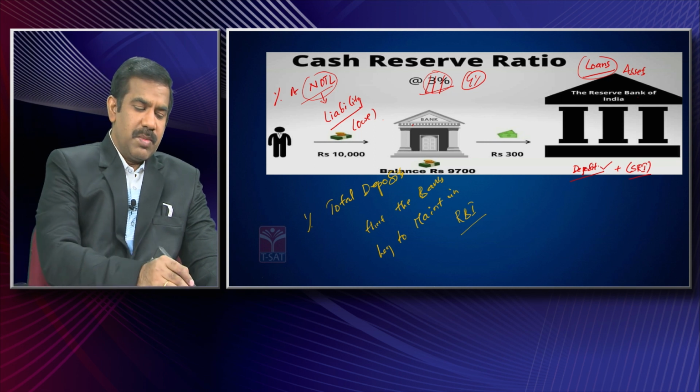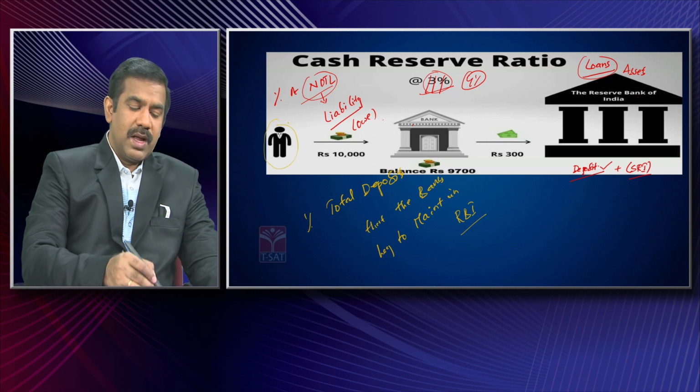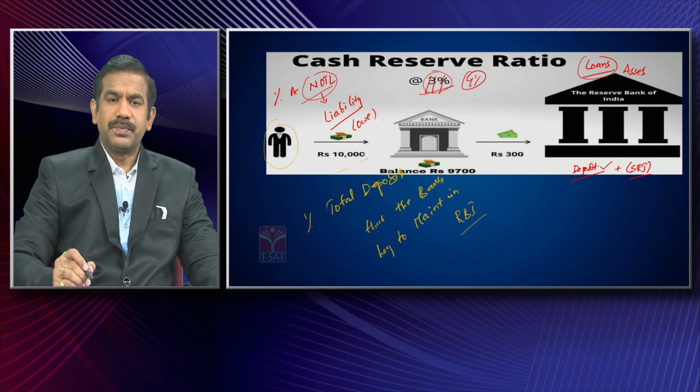Now imagine a depositor walks into a bank and makes a deposit of 10,000 rupees, and the RBI mandates the banks to maintain a 3% cash reserve ratio. In such a case, what is the bank expected to do? It has to take 3% of the 10,000 deposit and keep it with RBI in the form of liquid cash.